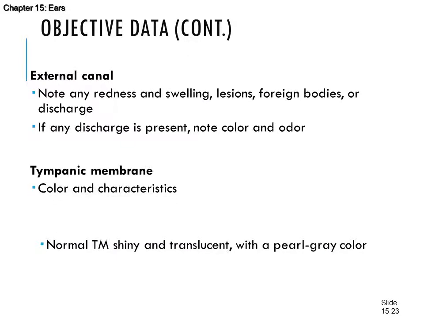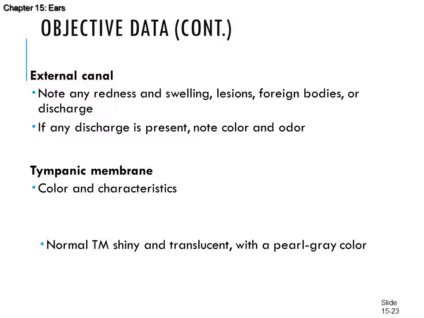So for the external ear canal, we look for any kind of redness in the ear, and discharge coming from the ear at all. And then for the tympanic membrane, we look at the characteristics, right? So where's the cone of light on the ear? Is it at the 5 o'clock area or 6 o'clock area? Not quite 6, but like the 5:30 area.